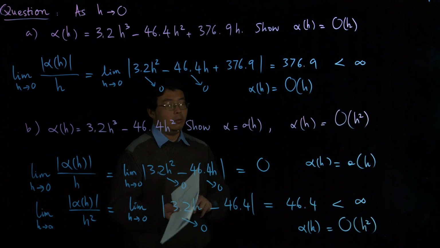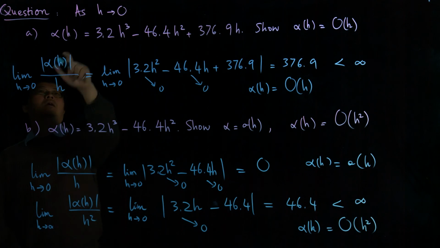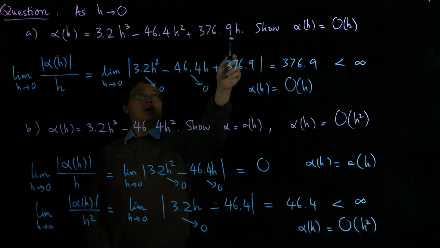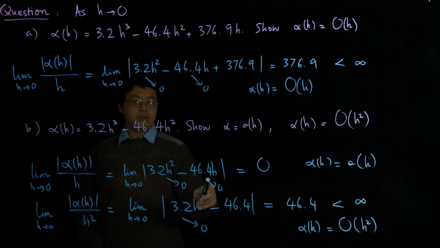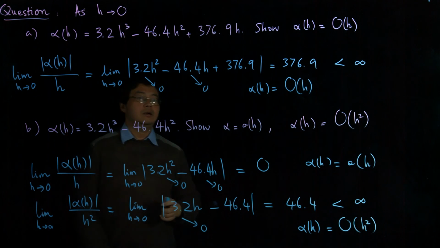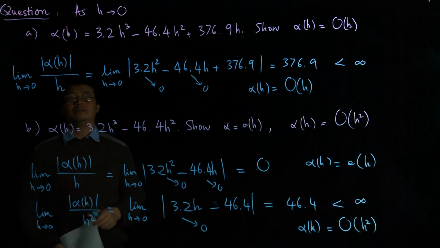So you see, when the parameter goes to 0, the big O notation just captures the lowest order term. So here, the lowest order term is the significant term when h goes to 0, okay? So that's it.